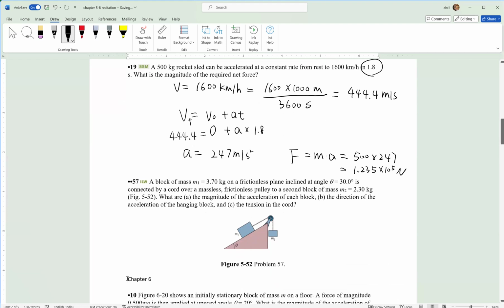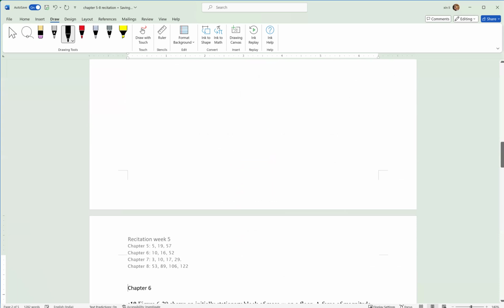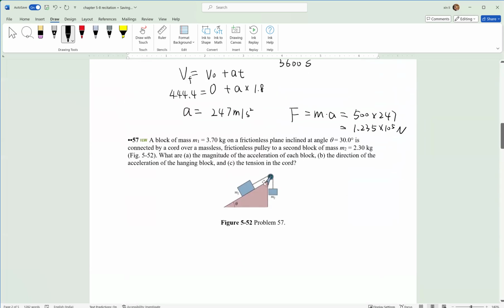And then problem 57 is very complicated. You have a pulley here with connect these two masses, and you are going to calculate the acceleration, the forces, and also the tension along the cord. So we take a look at this problem. We have block M1 3.7 kilogram here on a frictionless plane, inclined at angle equals to 30 degree, and is connected by a cord over a massless frictionless pulley. And remember, this is a frictionless surface, so when you do free body diagram, you do not have friction, okay? So the other mass is 2.3 kilogram.